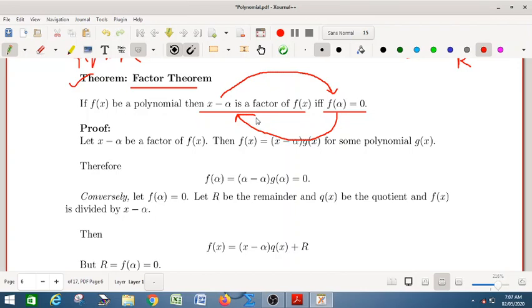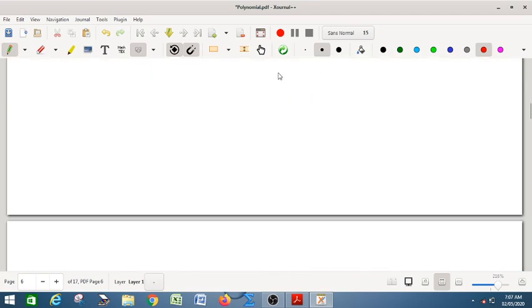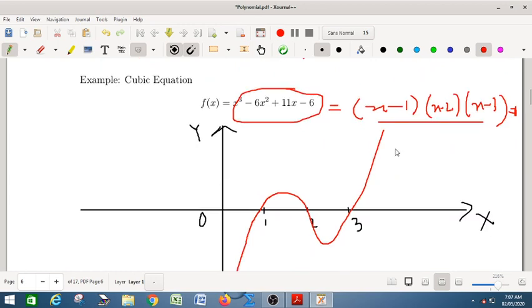Suppose in a quadratic polynomial, x minus alpha is a factor. That is why alpha is a zero. If you go back and look at those calculations, you have an idea. Yes, this is for a cubic polynomial. x minus 1 is a factor, so 1 is a zero. x minus 2 is a factor, so 2 is a zero. x minus 3 is a factor, so 3 is a zero.